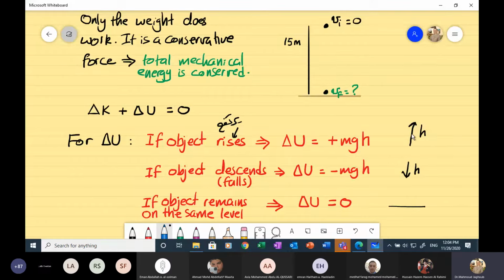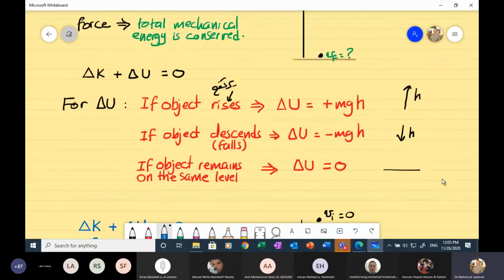طيب هيا لاحظين, it's increasing, it's going up. What if it is descending? What does descends mean? يعني falls, يعني يسقط. Then delta U is what? Is minus mg times h. Delta U is minus mgh.